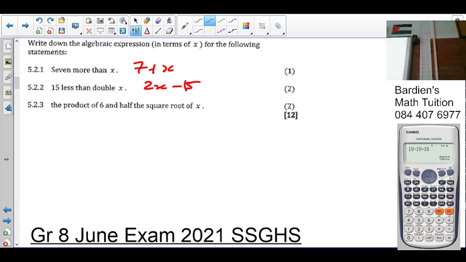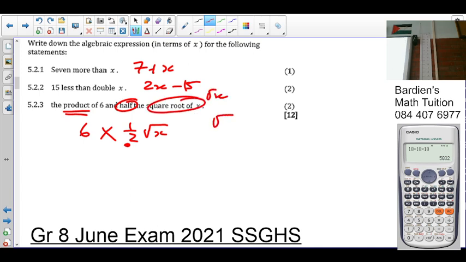The product of 6 and a half the square root of x. What does product mean? Times. Half is 1 over 2. Or you could have said the square root of x divided by 2. You all agree it's the same thing. So we can simplify. What's a half times 6? 3. So it's 3 root x.